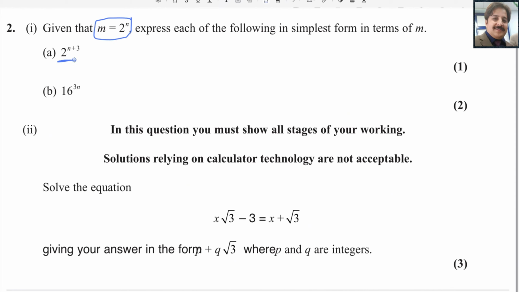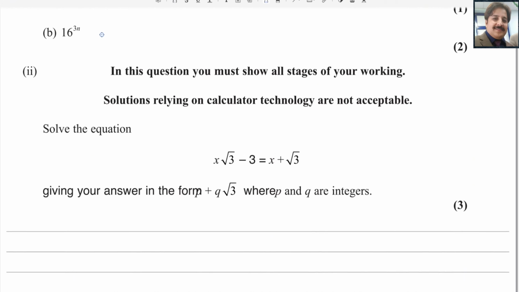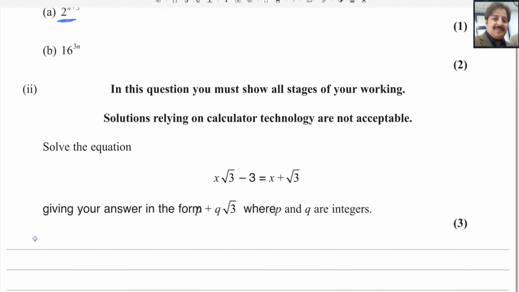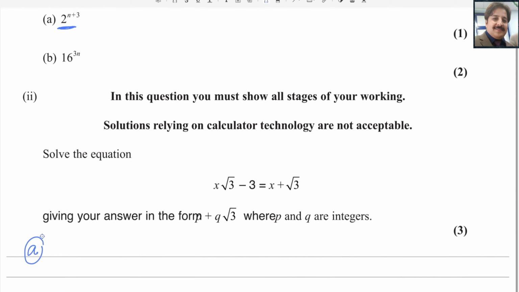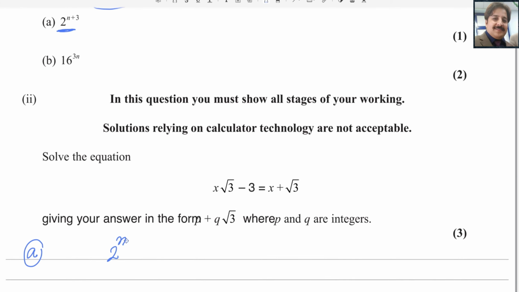So we get 2 to the power n, and straight away you will get the answer in terms of m. For the first part, you can write 2 to the power n plus 3 as 2 to the power n times 2 to the power 3. You can split this power into n and 3, because when bases are the same, powers are added. It is the rule. So 2 to the power n can be replaced by its value, m.